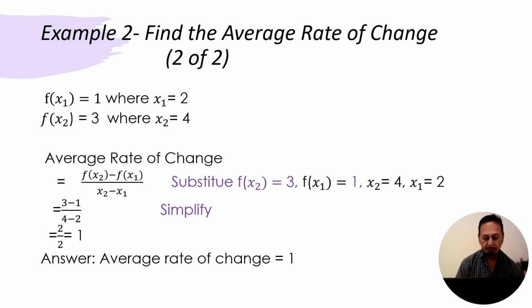So we have found f of x1 is 1, for x1 is 2, and f of x2 is 3, where x2 is 4, and we write the formula: average rate of change equals f of x2 minus f of x1 over x2 minus x1. Substitute f of x2 is 3, f of x1 is 1, x2 is 4, and x1 is 2. Simplify: 3 minus 1 is 2, 4 minus 2 is 2, 2 over 2 equals 1. So the average rate of change is equal to 1.